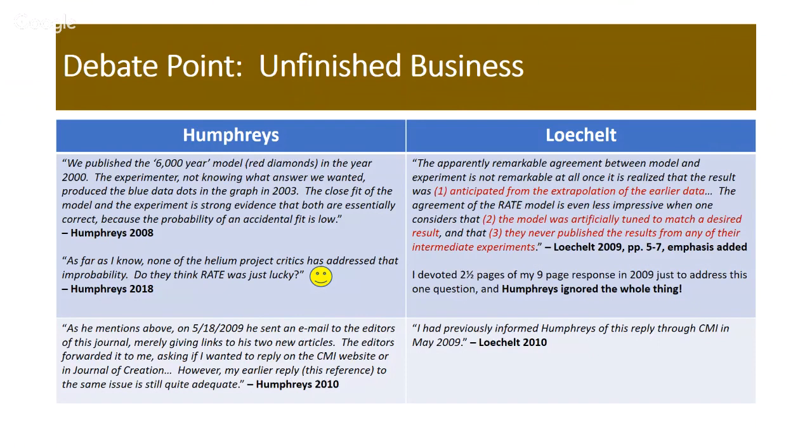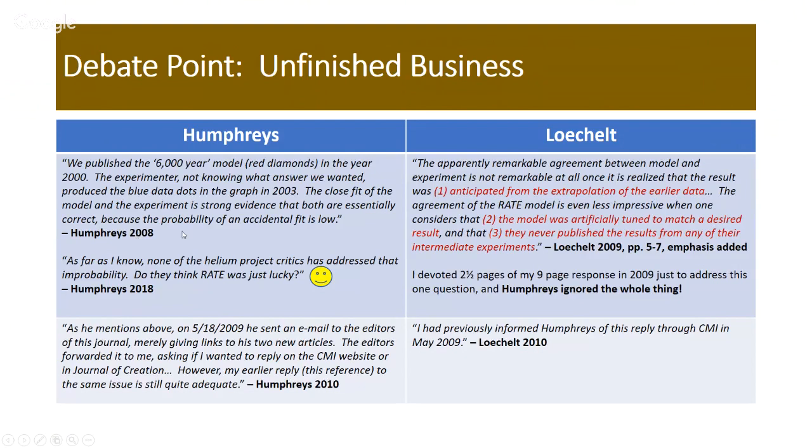So that's what he wrote in 2008. And 10 years later, he says, as far as I know, none of the Helium project critics have addressed that improbability. Do they think that rate was just lucky? Okay, so Humphreys did not acknowledge that after he published this in 2008, I wrote a response online in 2009, and this is from pages 5 and 7, and I add some emphasis. So this is what I wrote in response to his comment in 2008.